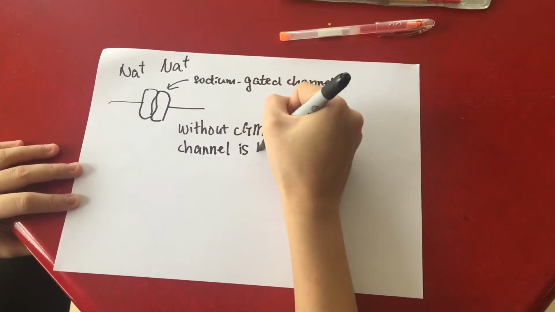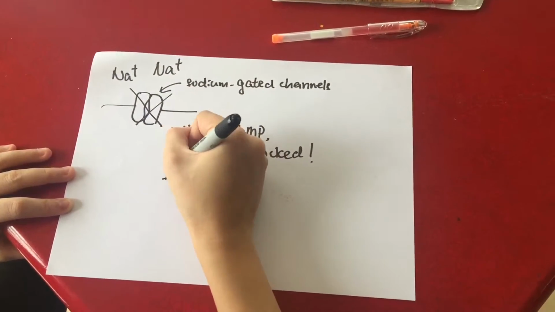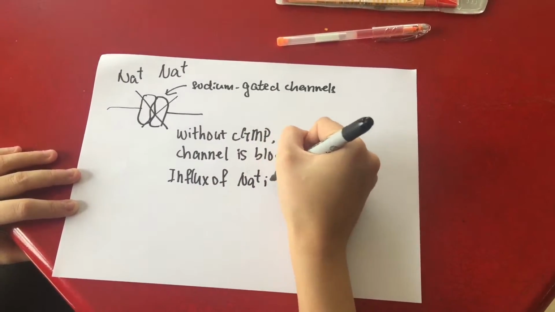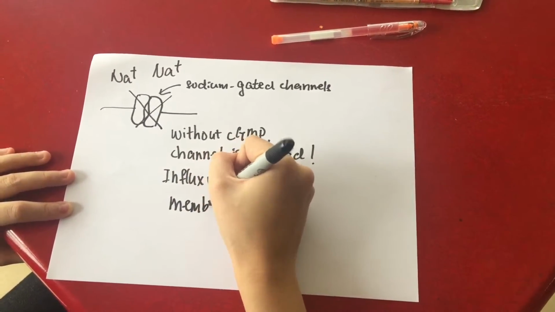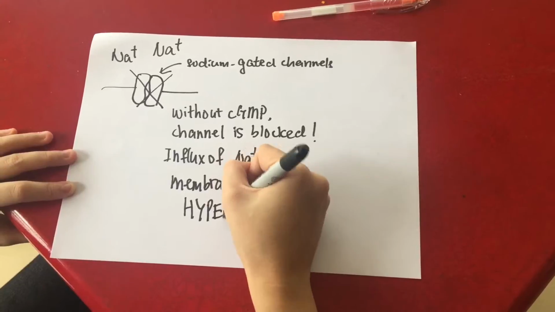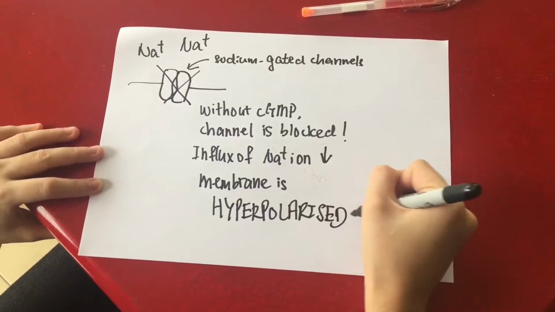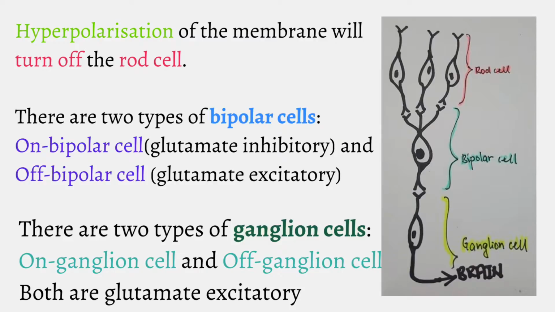Without cGMP, the channel is blocked. Thus, the sodium ions cannot enter into the membrane. The influx of sodium ions is decreasing. This will cause the membrane to be hyperpolarized. Hyperpolarization of the membrane will turn off the rod cell.